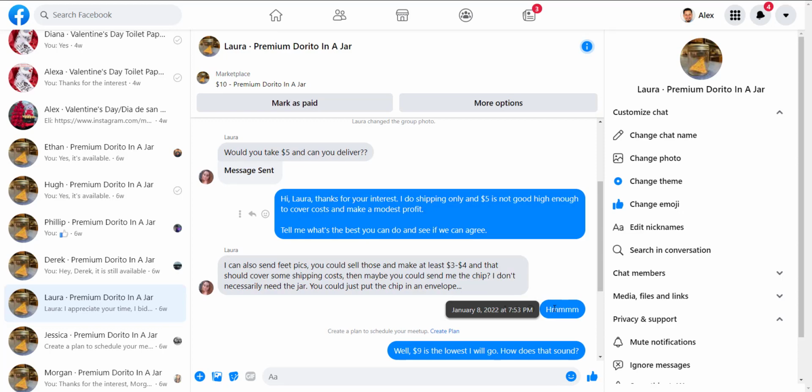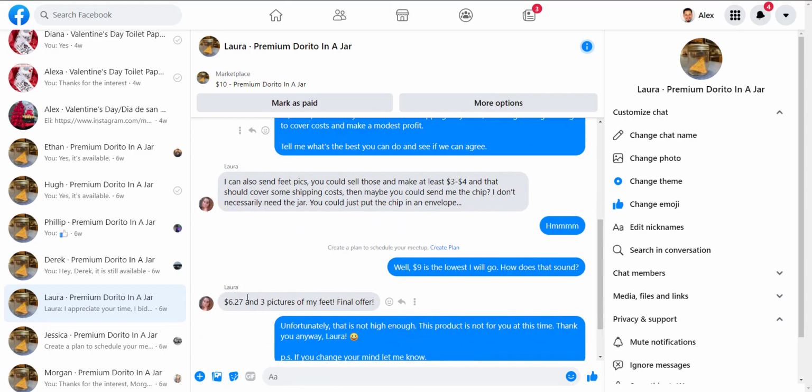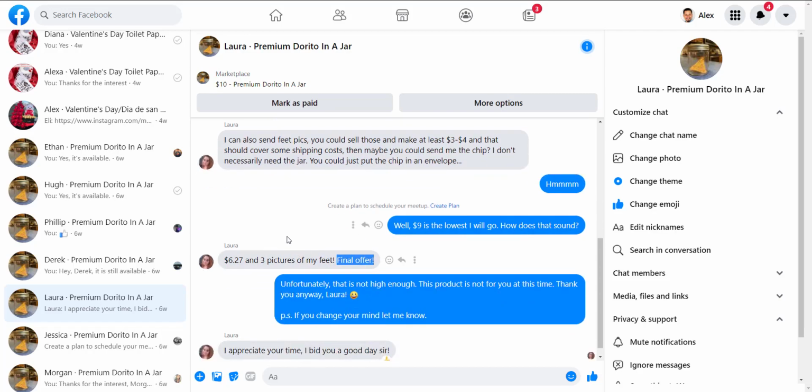I'm like, all right. I go, well, $9 is the lowest I will go. How does that sound? She says $6.27 and 3 pictures of my feet. Like, why she got to do me like that? Like, $6.27? Are you just being silly? All right, fine. And then she goes, final offer. And one thing I want to note is that people love to haggle with each other. It's just something that we do as humans and we love to do. Because I know that, and because I want to be funny and witty and also build relationship, I play along.